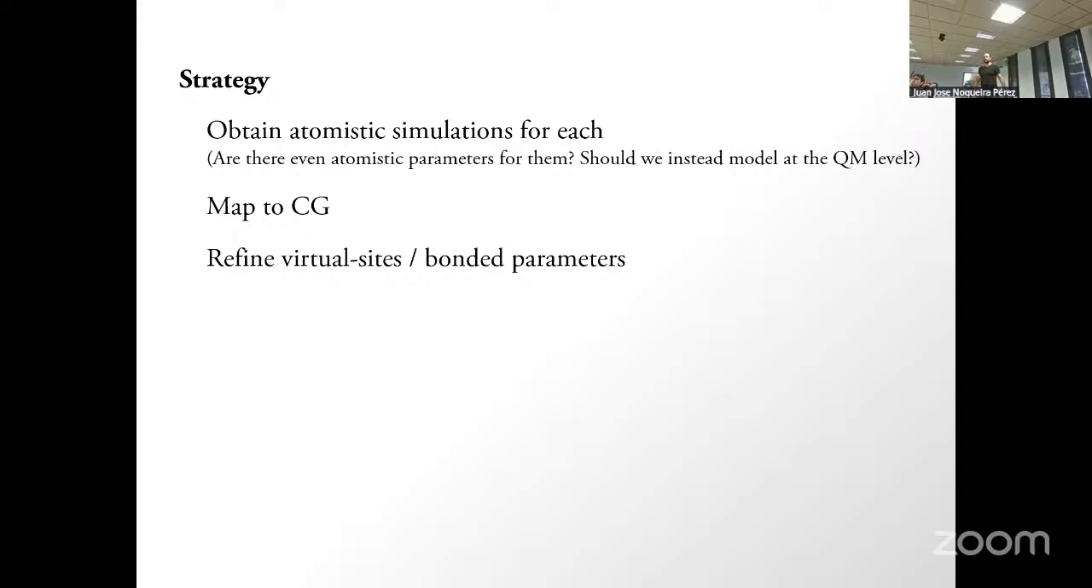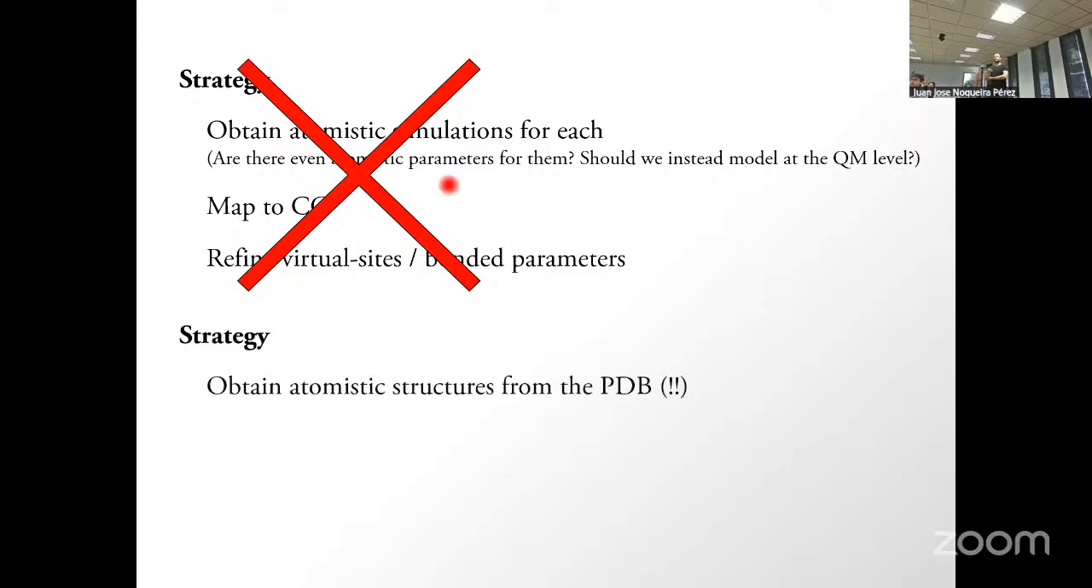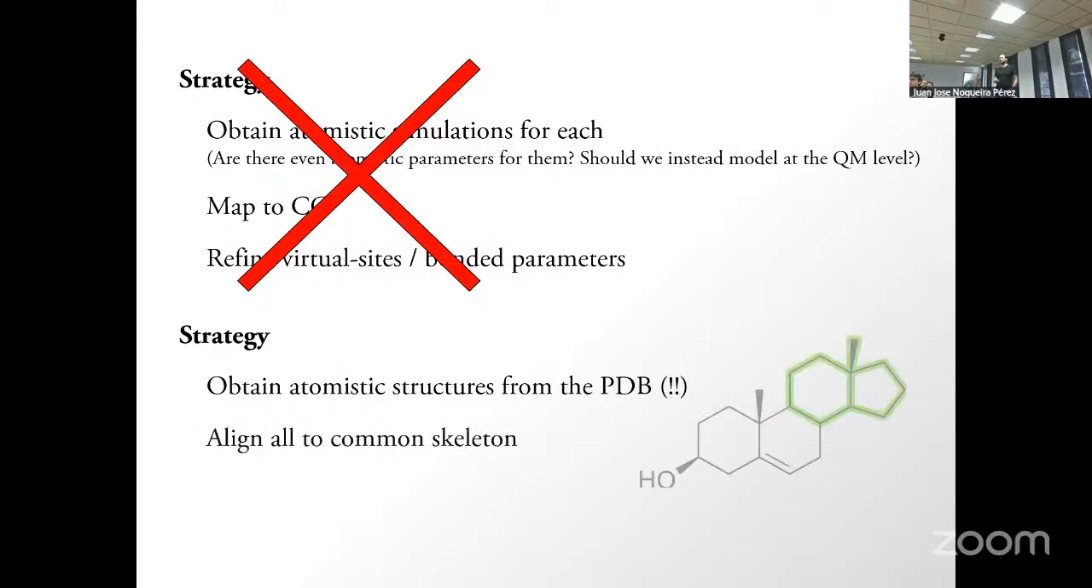But then we thought much better. Now scratch this, at least scratch the top one. Why go atomistic or QM when these hormones are super studied in the PDB, because there are tons of structures of these things with proteins in the Protein Data Bank. So we can just use that. So we're using the PDB not for proteins, but for the ligands. So once you have that, we're going to try to align all to a common skeleton.